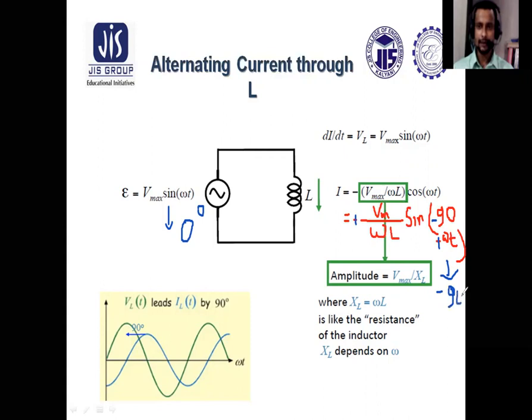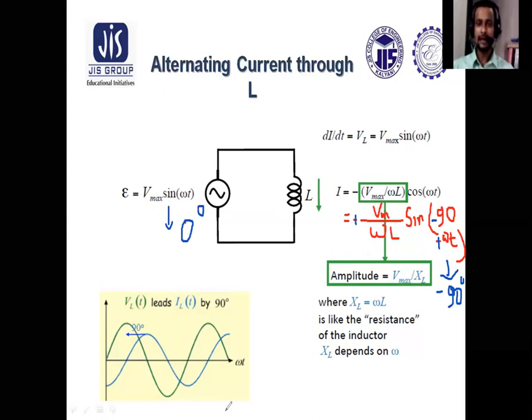So this is a very important conclusion. I is having a phase angle of minus 90, whereas supply voltage is having phase angle of 0 degree. So what does this minus 90 indicate? This minus 90 indicates that the current is lagging behind supply voltage by 90 degree.